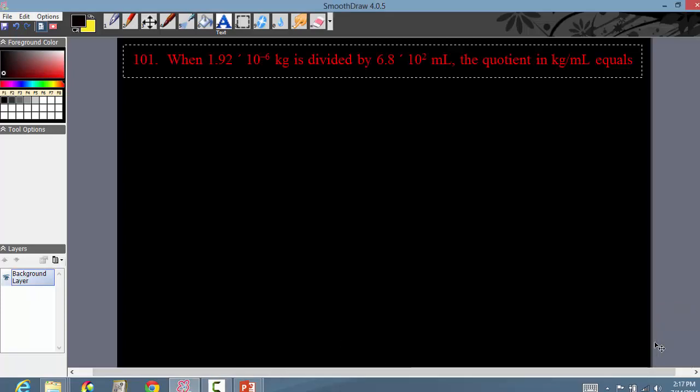Right. So let's take a look at this problem we see here. It's when 1.92 times 10 to the minus 6 kilograms is divided by 6.8, and the little hash mark actually is times 10 to the 2nd milliliters. What does the kilograms over milliliter become? Answer is this. Let's write the problem out.